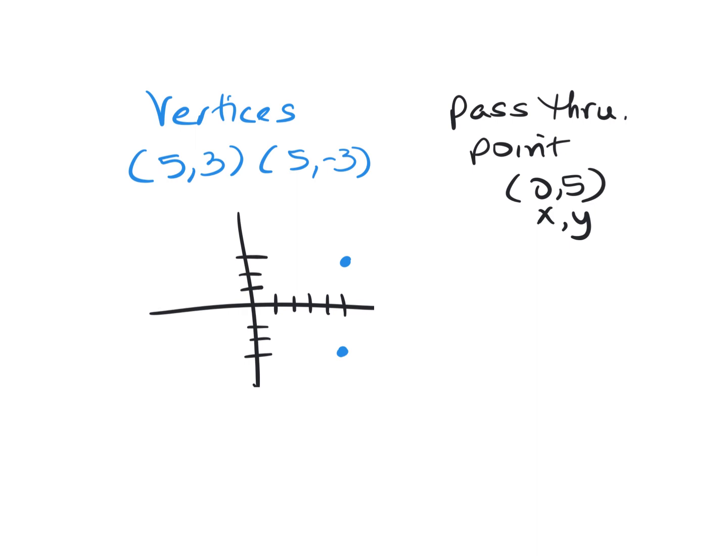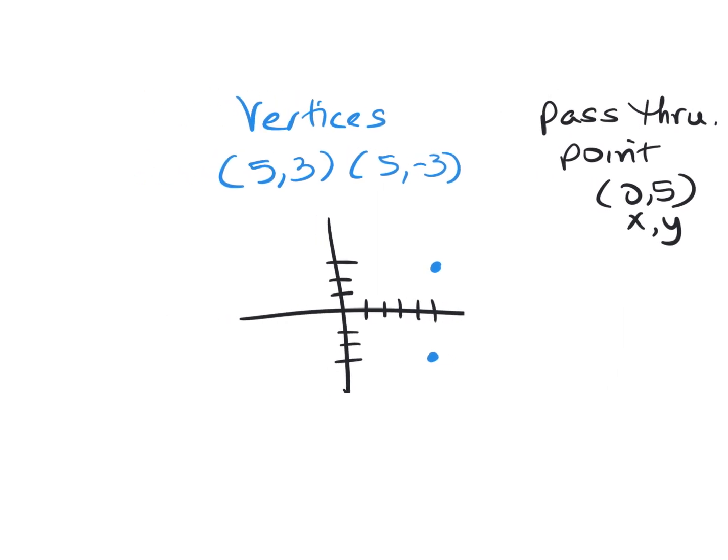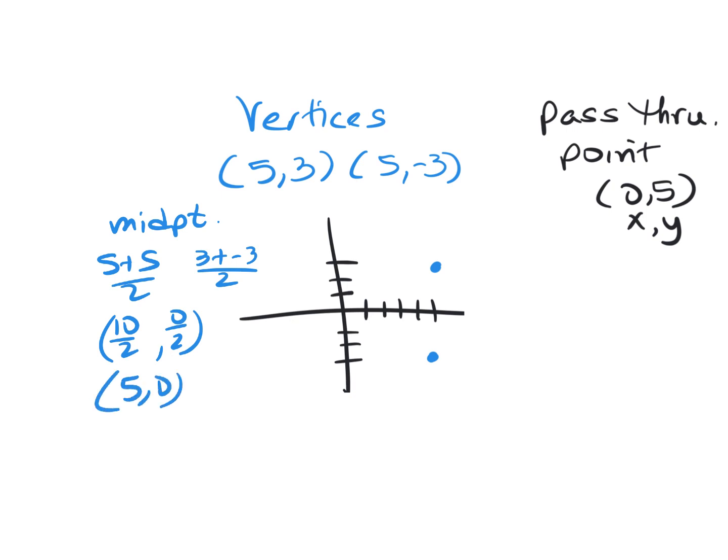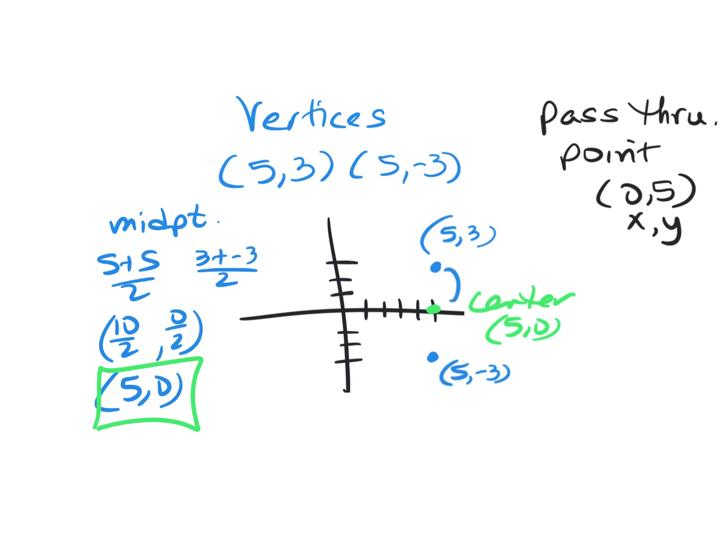I can also find my center point by calculating the midpoint of these. So 5 plus 5, divide by 2, 3 plus negative 3, divide by 2, 10 over 2, 0 over 2, (5, 0). Now, you can also have just found the midpoint from the picture. So this is your center, (5, 0). And again, remember this was the ordered pair (5, 3), (5, -3). So we can get our a value by seeing that it's 3 spaces away. So a equals 3. So a squared is going to be 9.